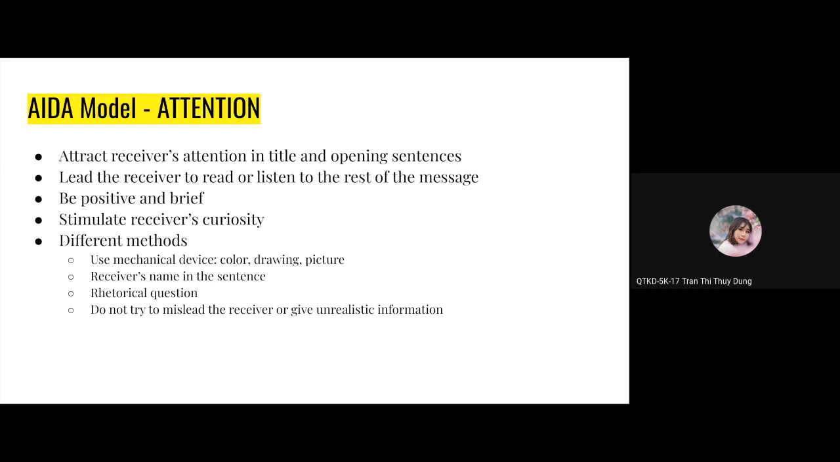All right, so now let's talk about different methods to attract attention. For example, you can use mechanical devices like color, catchy color, drawing, picture. You put the receiver's name in the sentence so that they feel individualized and customized for only them. You ask a rhetorical question. For example, do you want to look better? Do you want to lose weight? Things like that. But remember, do not try to mislead the receiver or give unrealistic information, because audiences now are very smart, right? They will easily figure out if you are telling lies.